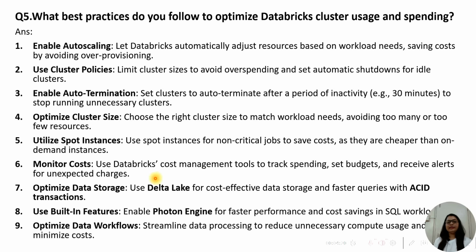We can use the Databricks cost management tool to track the spending, set budgets and receive alerts for unexpected charges. Then we can also optimize the data storage. We can use Data Lake for cost-effective data storage and faster queries with ACID transactions. We can also use built-in features like Photon Engine. If we enable the Photon Engine, we get faster performance and cost saving. Then optimize data workflow.